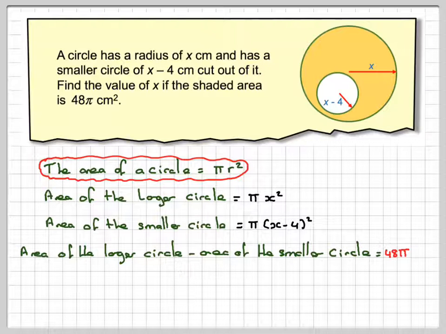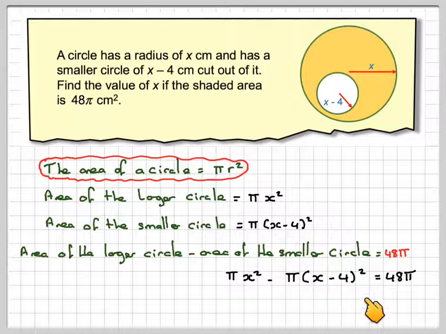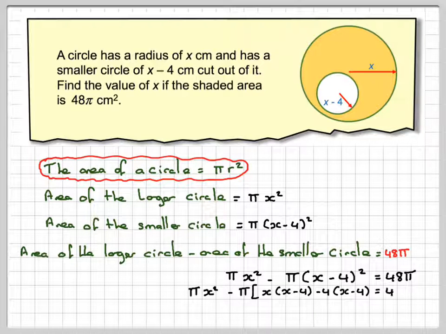So we can say that pi x squared minus pi times (x minus 4) all squared is equal to 48 pi. So we're going to need to expand this. So we've got pi x squared minus pi, and then we're going to do (x minus 4) all squared, which means (x minus 4) times (x minus 4). It doesn't mean x squared minus 16. Alright, so we've got to square all of this, so we'll do x times the same bracket, which is x minus 4, minus 4 times the same bracket, which is x minus 4, and that's equal to 48 pi.